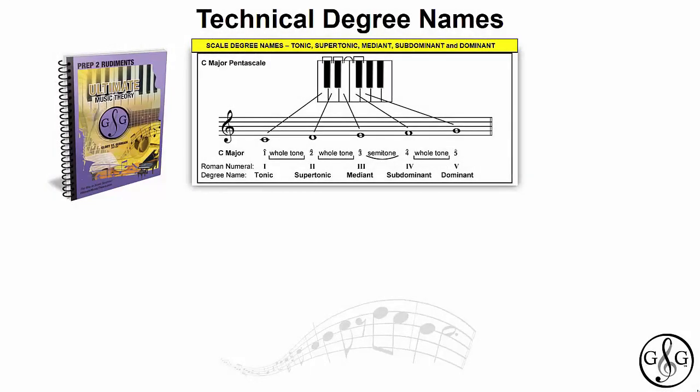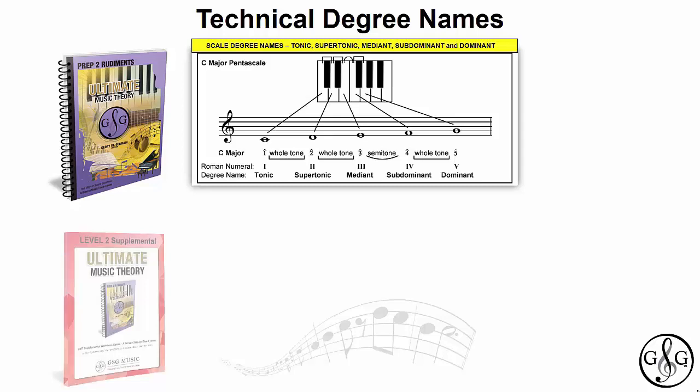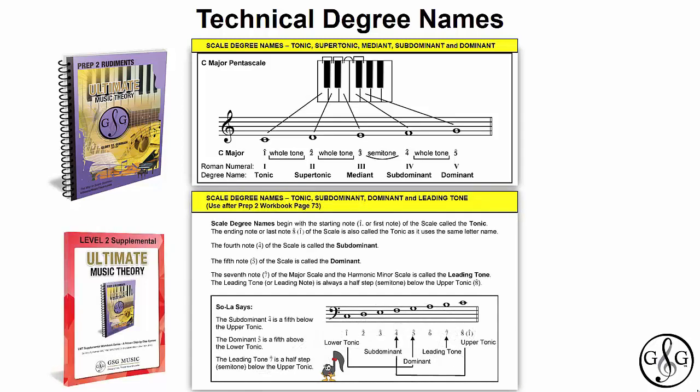UMT is easy to teach and it's fun to learn. So here's how it works. For example, in the Prep 2 Rudiments workbook, students learn about major and minor scales. They're learning about pentascales, but they're also learning about scales and degree names. Now, in the Level 2 Supplemental workbook, the title at the top of the page introduces the new concept and identifies the page that it follows in the Rudiments workbook. So here students are learning about the new scale degree, the leading tone, and use it after Prep 2 workbook page 73.